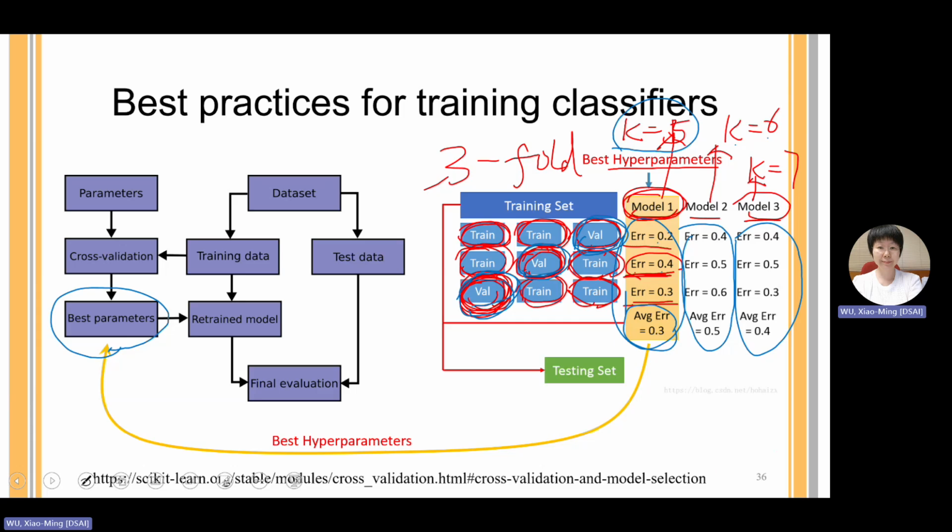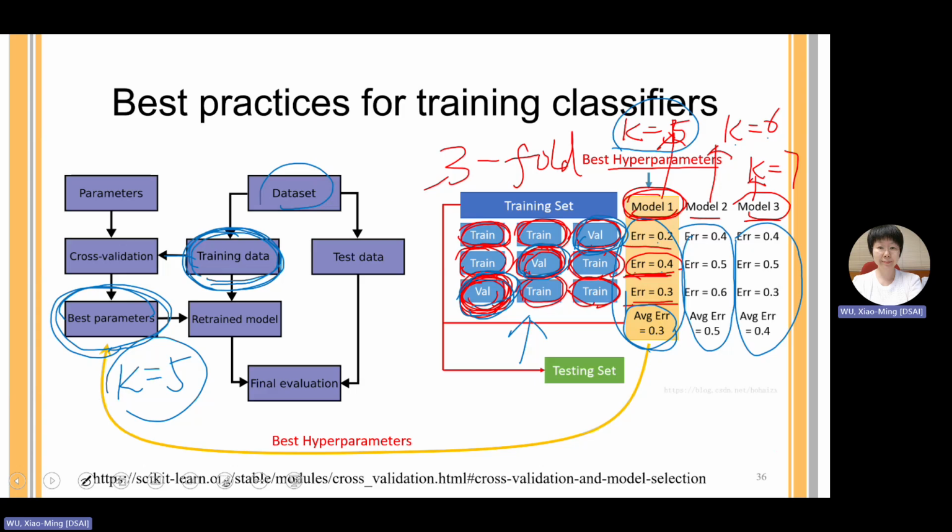Initially we split the data into training and testing. The training data contains the validation data. Then we do cross validation in the following way, and we select the best model. The best parameter here corresponds to k being 5.